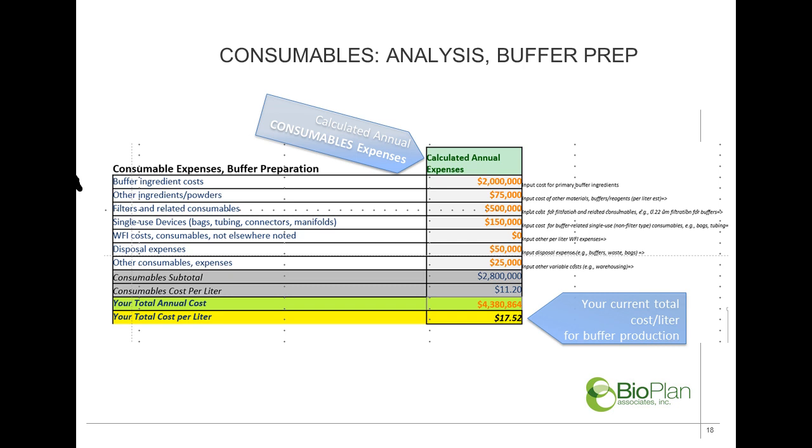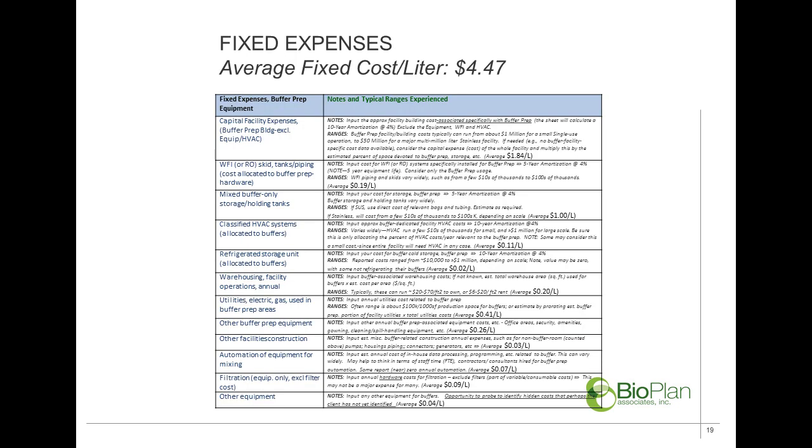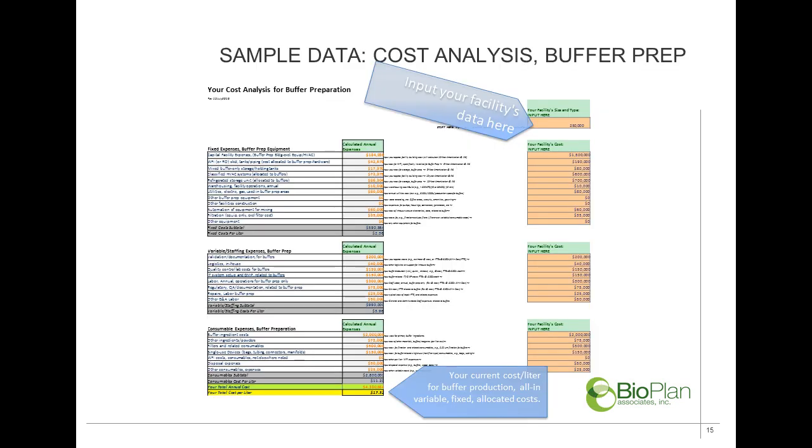You've got the data on this, what your buffer ingredients costs might be, other ingredients, if you're using single-use devices or filtration devices, your WFI costs, if not elsewhere noted, and you may have disposal expenses, and you'll potentially have other consumable expenses. As you can see, there's a significant consumables cost here. So when you add it all up, you end up, let me back that up. When you add it all up, you end up looking at that original slide there, if we can get that to come up. And it'll look like this. So all these components that you just looked at will end up at this bottom number right there.